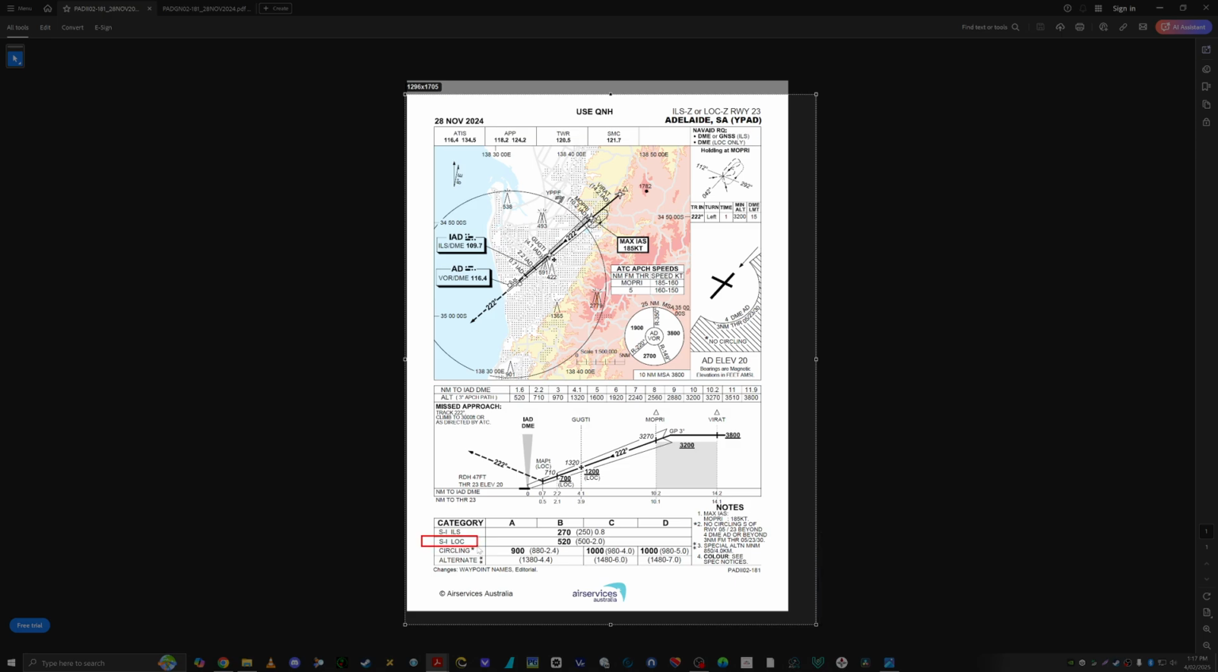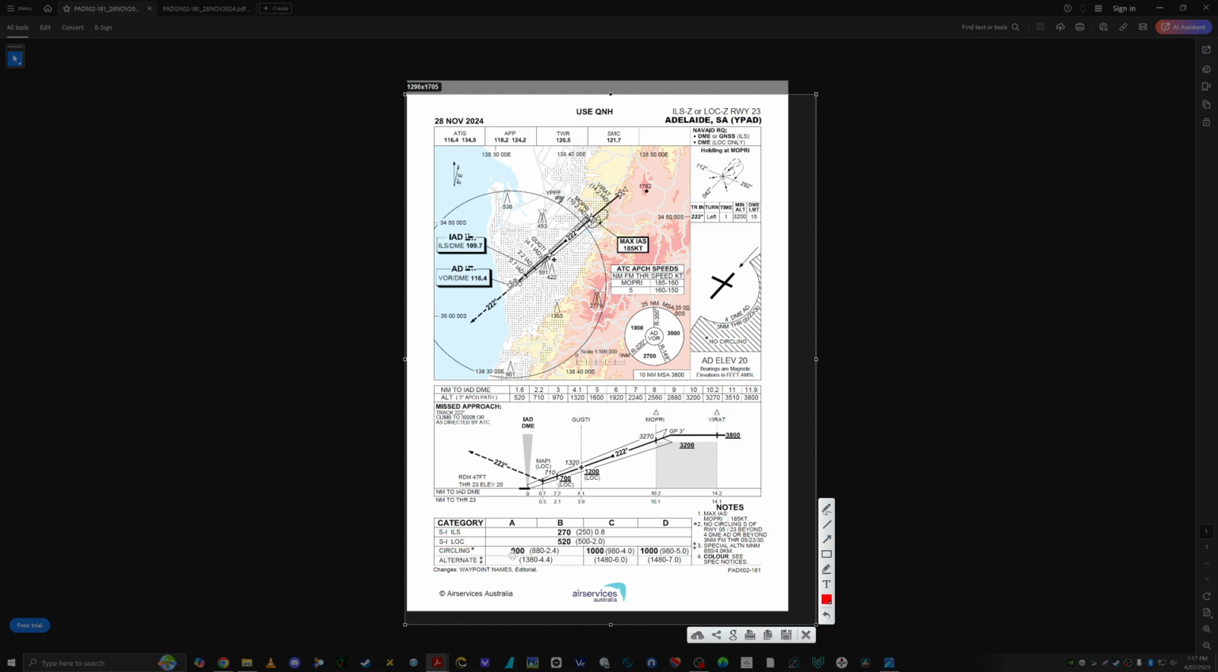Now, if you're only on the localizer, you can see here, obviously the minimum is going to be higher. So if you're only on the localizer, your minimum should be 520, which is 500 feet above the ground, and you should have a visibility of 2 nautical miles to be able to execute this approach.